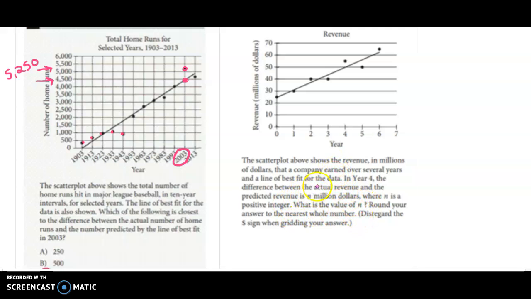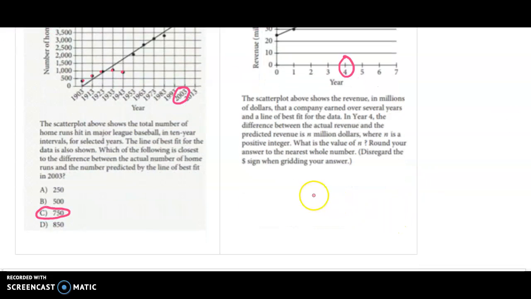Again, this is the same exact problem we just did, but in a different context. At year 4, we're looking for the difference between the actual value, which is the plotted point, and the predicted value based on the line of best fit, which is of course going to fall on this line. And so, again, it looks like 50 is where my line of best fit predicts for me, and then an actual revenue for year 4 of about, I'd say, 55. The difference between those two is about 5. And that's the value of N for me.